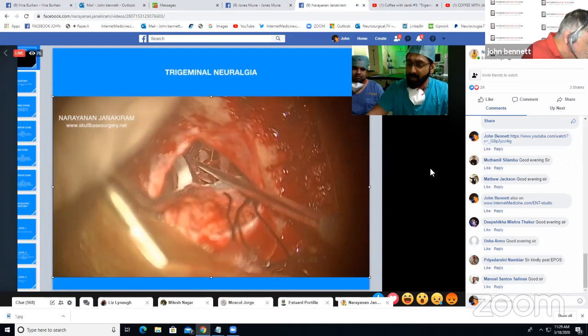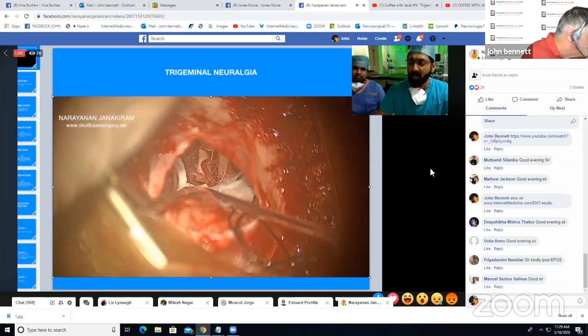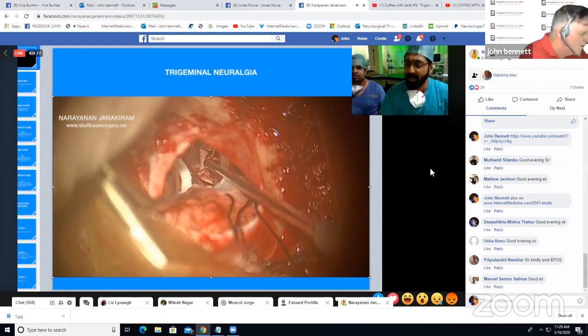the elevator. That's the elevator being used. It's called the right and the left elevators. Gently trying to tease that artery. Be very careful when you try to lift that artery, because it can lead to spasm. So you can see that we are gently trying to tease that artery out of the nerve. You can even see the demyelination there.